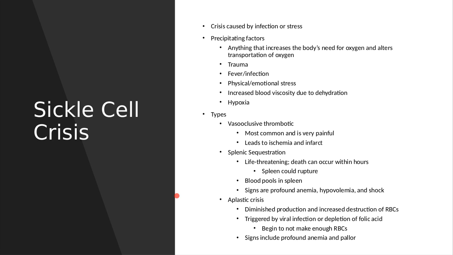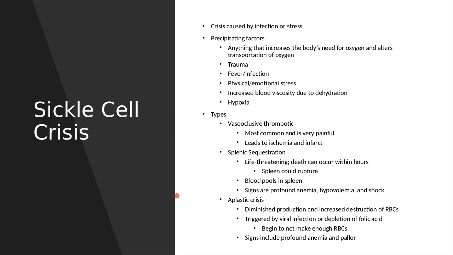In a sickle cell crisis, this is caused by infection or stress. So the child is undergoing a lot of stress. Maybe there's a big exam coming up. Maybe mom and dad are going through a rough patch and they're separated. Or it could be infection, something as simple as an ear infection or strep throat. And these things lead to a sickle cell crisis. Some precipitating factors: anything that increases the body's needs for oxygen and alters transportation of oxygen, trauma, fever, infection, physical or emotional stress, and increased blood viscosity due to dehydration and hypoxia.